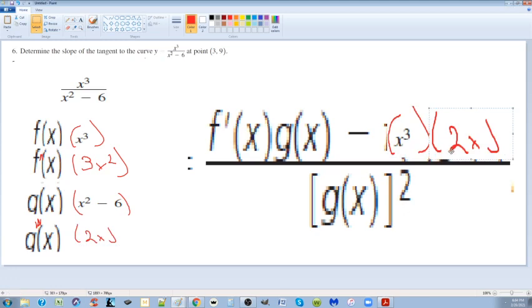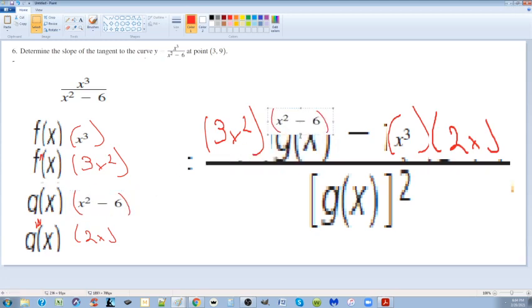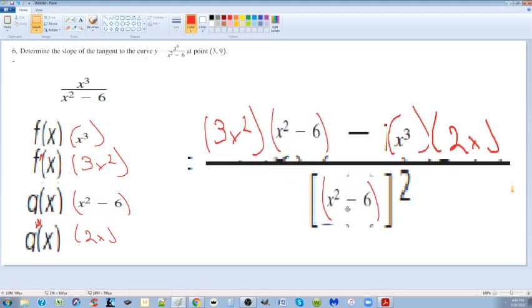Everywhere it's 2x with a bracket. Everywhere you see f prime, put in this. Everywhere you see g of x, put in this. And then don't forget to put it in down here too.